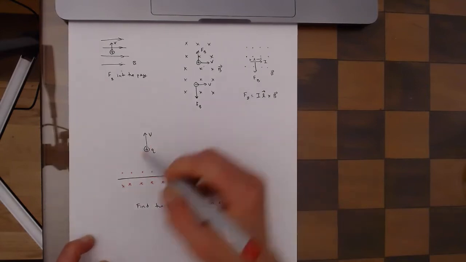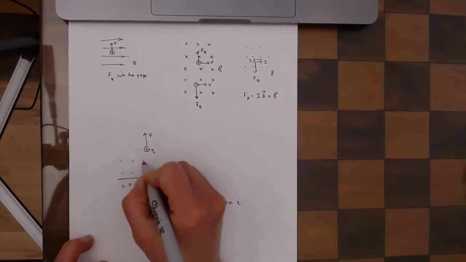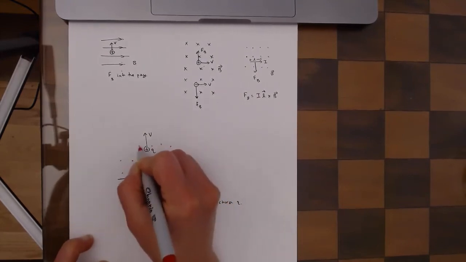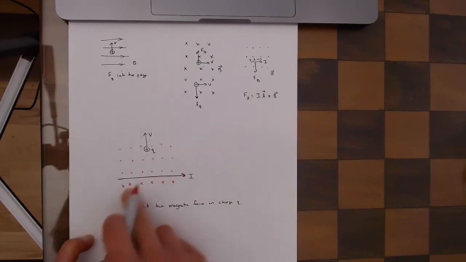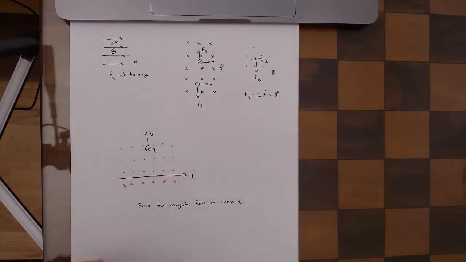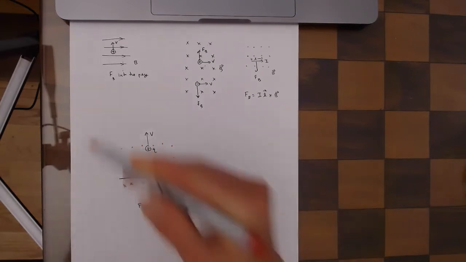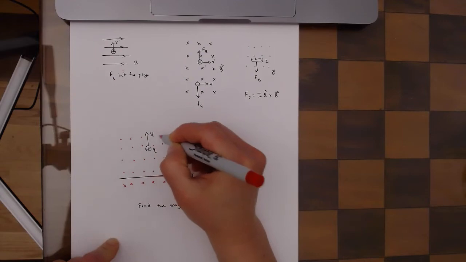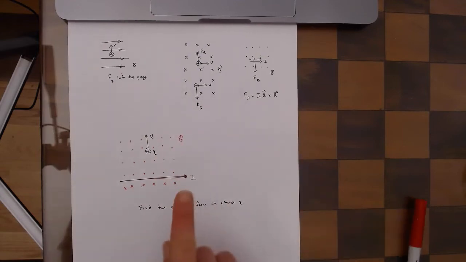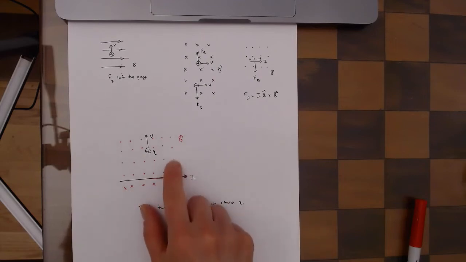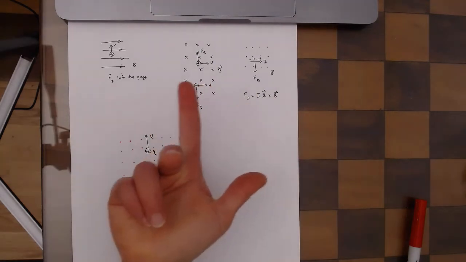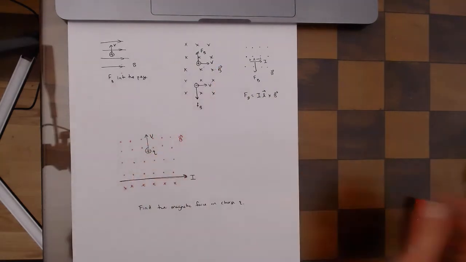So this charge, because it's above it, knows the magnetic field is coming out of the page. It doesn't care about what's happening down here. It cares about the magnetic field that it's in. So now we have a positive charge with velocity V, and a magnetic field coming out of the page, and we want to find the force on it. So it's just V cross B, and the force would be to the right.